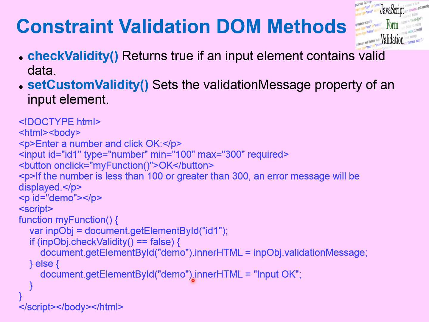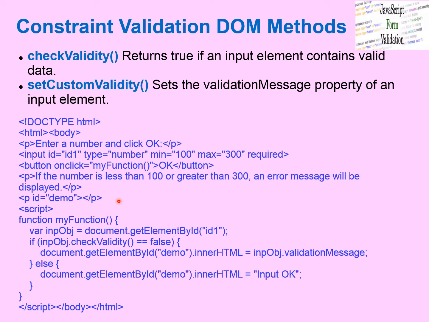Document.getElementById of demo.innerHTML. Actually, demo is the last paragraph, specified by the ID demo. So for this particular paragraph, the text is input OK if the user inputs a value between 100 and 300.